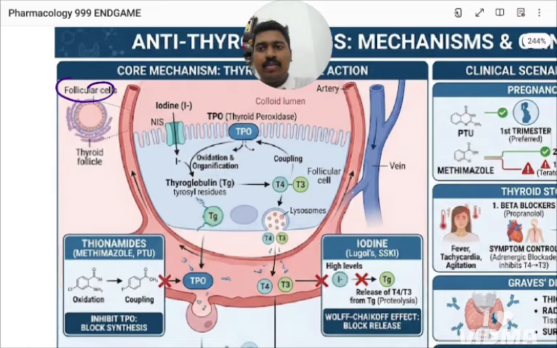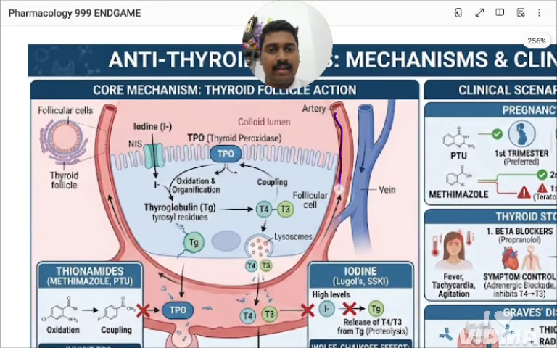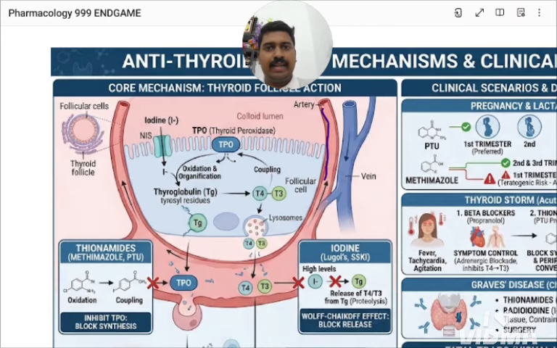These are the follicular cells of the thyroid, thyroid follicles. This is the thyroid stroma. Inside the follicular cells, there are some things that are taking place. These are the arteries from the blood vessel, blood is circulating. The first step is entry of iodine into the follicular cell. You can see here iodine enters via the sodium iodide symporter pump. So it enters inside. Now this iodide ion undergoes oxidation and organification.